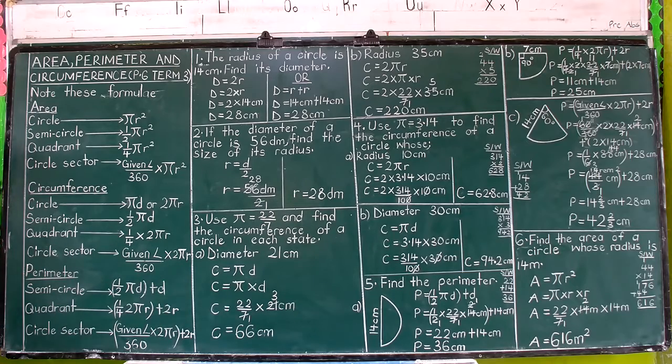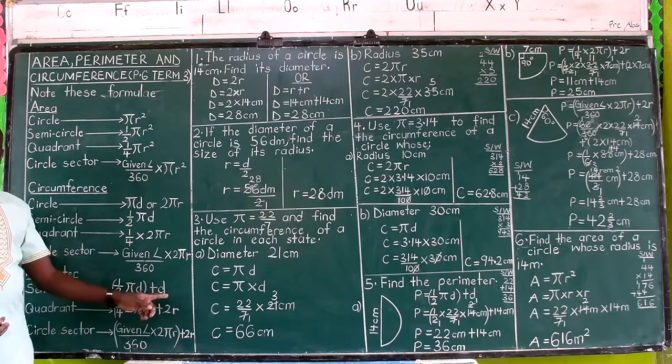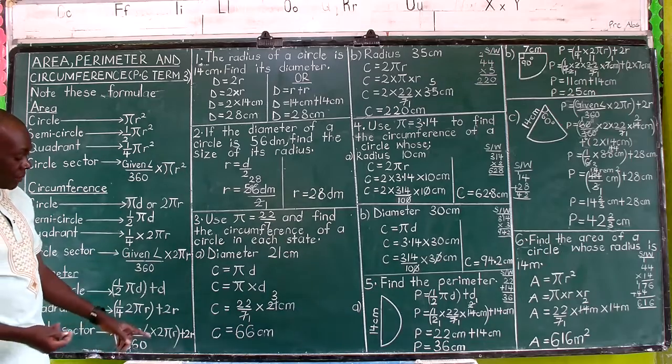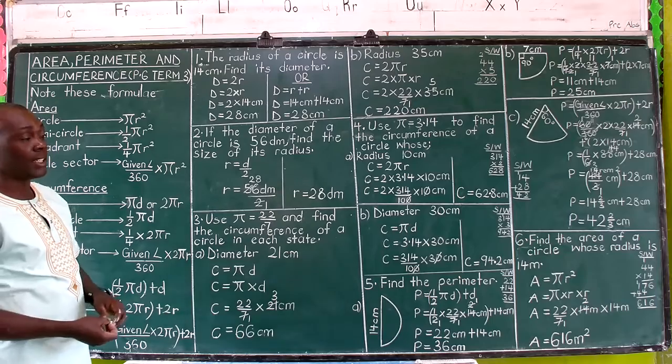Then perimeter of a semicircle, quadrant, and a circle sector. So perimeter of a semicircle equals a half pi d plus d. Then perimeter of a quadrant is a quarter of 2 pi r plus 2r. Look at the way they are written. These brackets are very important. Then perimeter of any other circle sector equals given angle out of 360 times 2 pi r. That's in brackets, then plus the 2 radii.